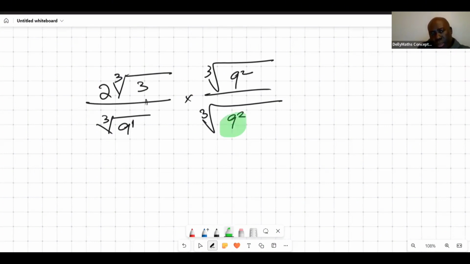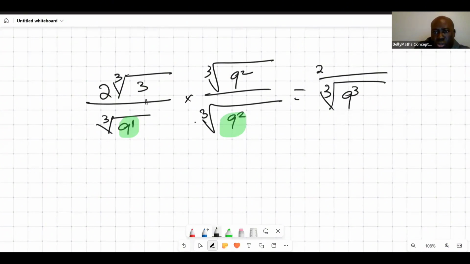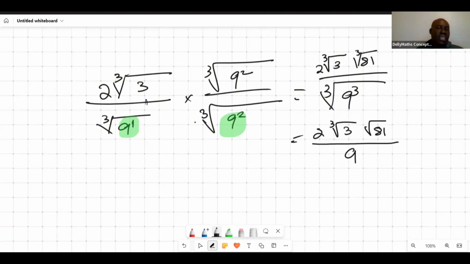Because when I combine this square with the first power, I'm going to end up with 9 to the third power, which means that the cube root of 9 to the third is going to give me a 9. So what do I have on top? I have 2 times the third root of 3, and that is going to multiply by the third root of 81. So this is going to be 2 times the third root of 3 times the third root of 81, all over 9.